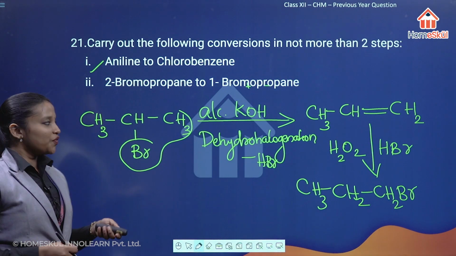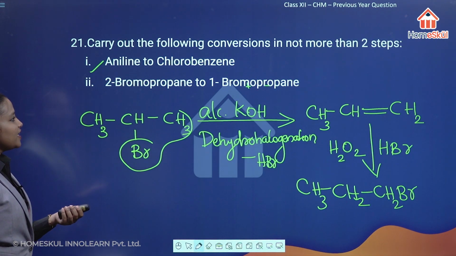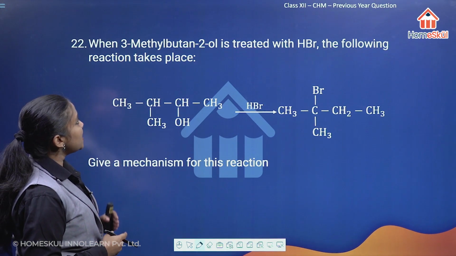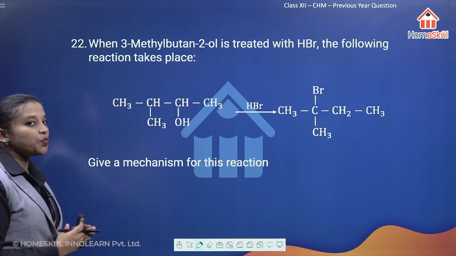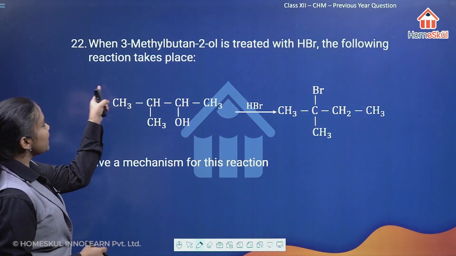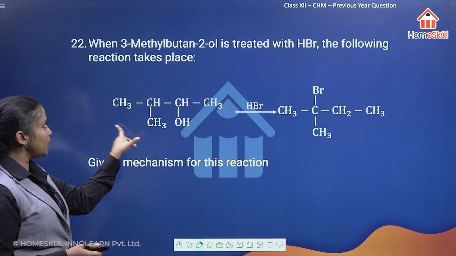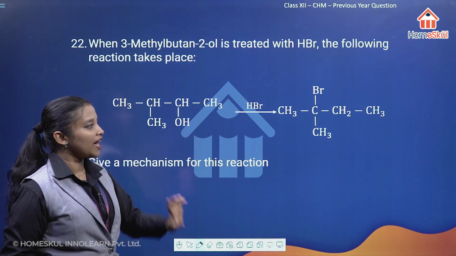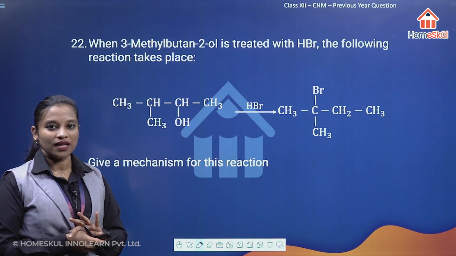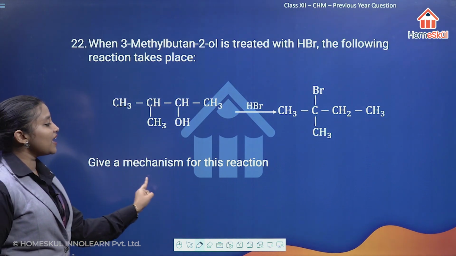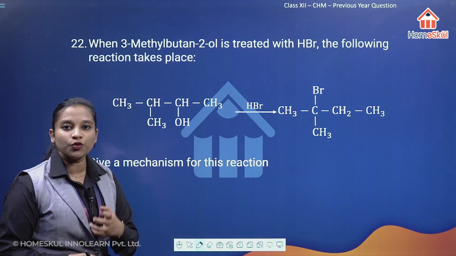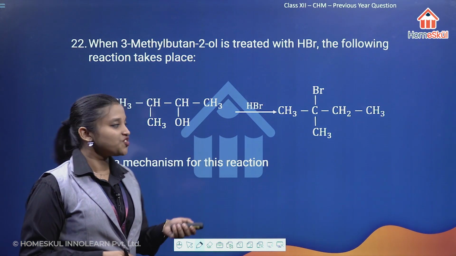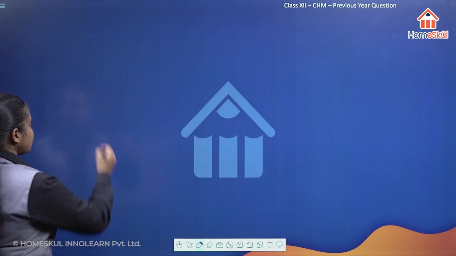Okay, now moving on to the next question. 22nd question. When 3-methyl butan-2-ol is treated with HBr, the following reaction takes place. Okay, here we can see 3-methyl butan-2-ol. When it reacts with HBr, we get the product. So the question is, give a mechanism for this reaction. So we have to write the mechanism for the following reaction. Okay, let's start.